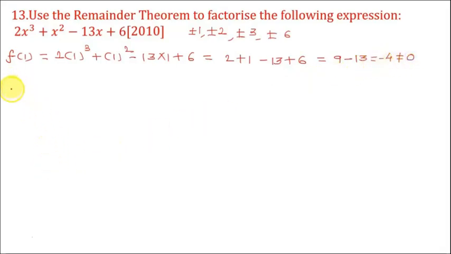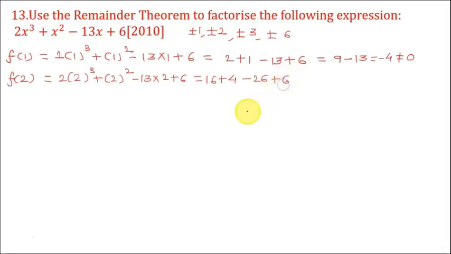Now we'll check whether x minus 2 is a factor. Substitute x equals 2: 2 raised to 3 plus 2 square minus 13 into 2 plus 6. 2 cube means 8, 8 into 2 is 16. 16 plus 4 minus 26 plus 6. Addition of this: 4 plus 6 is 10, 10 plus 16.